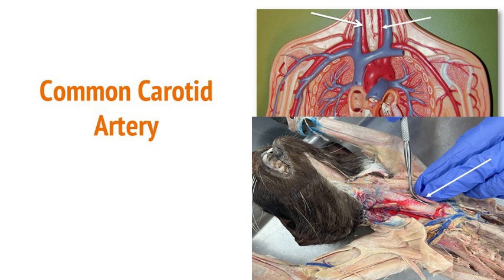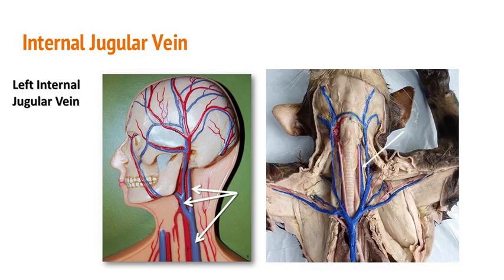The common carotid artery I have pointed out on the human model as well as the cat model. The common carotid arteries are major blood vessels that supply oxygenated blood to the head, face, and neck. The internal jugular veins are shown in blue here and have arrows pointing right at them.